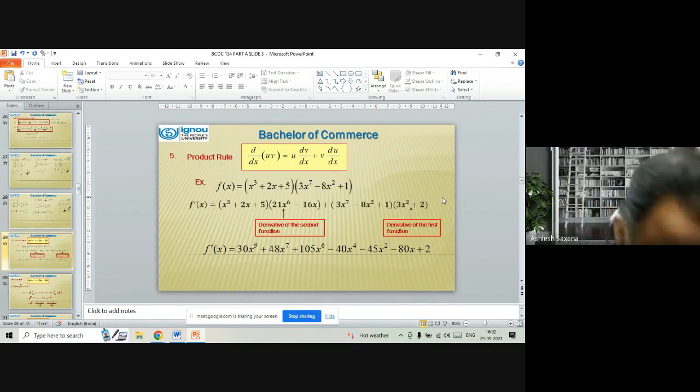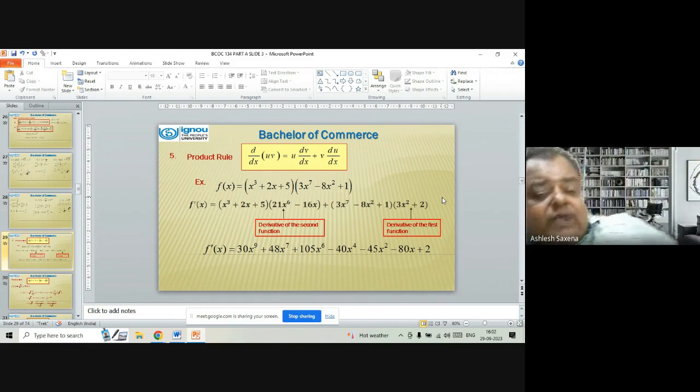Now, try to understand what I am going to tell you right now. Here you can see that this is the product rule. Product rule means two functions will be in the form of a product. Suppose we take two functions u and v. So how to differentiate it? When we are multiplying two functions in a product, we apply the product rule. Now the question arises, what is meant by the product rule?